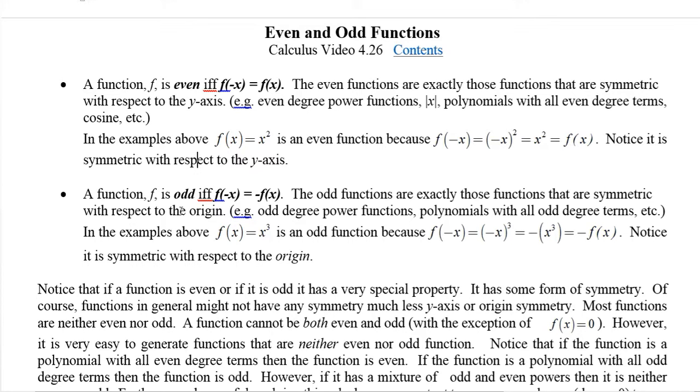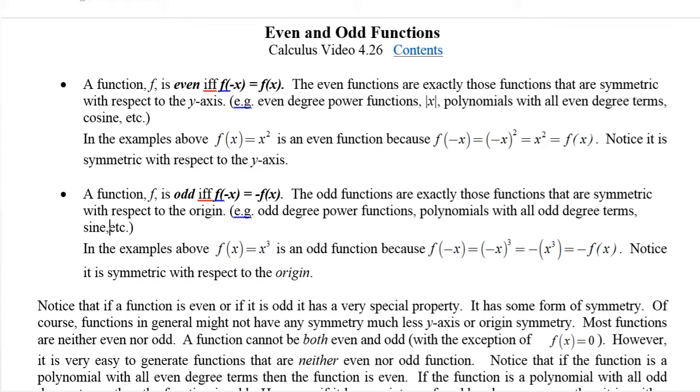A function, on the other hand, is odd if and only if f of the opposite of x is the opposite of f of x. It turns out that odd functions are exactly those functions that are symmetric with respect to the origin. Examples include odd degree power functions, polynomial functions with all odd terms, and, for example, the sine function, and others.